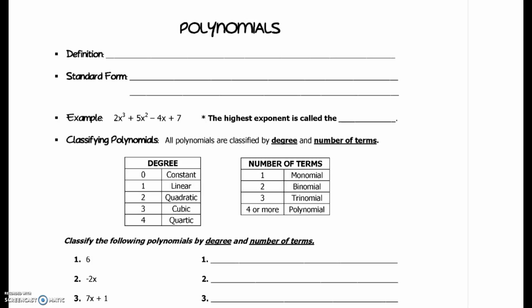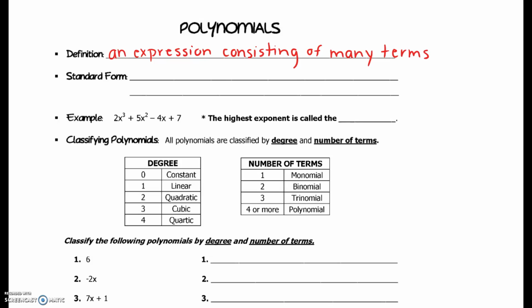So the definition, what is it? In terms of a polynomial, it is an expression consisting of many terms. And those terms could be a variable, they could be a number multiplied by a variable, they could be a number multiplied by a variable with an exponent. There's a lot of options we have when we talk about terms.